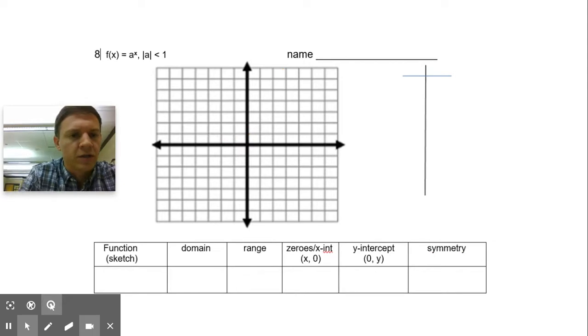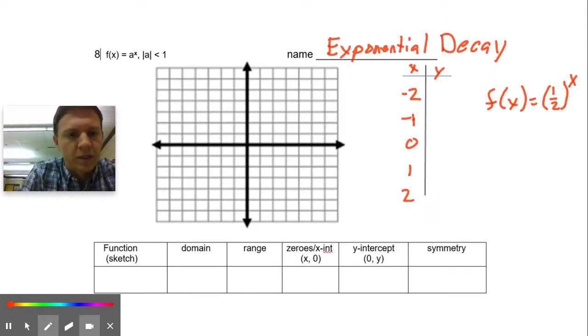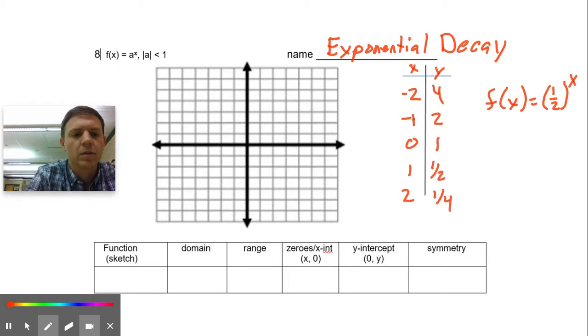All right, 8 looks very similar to 7. f of x equals a to the x, where a is less than 1. This is going to be exponential decay. And this should really be written as a has to be between 0 and 1 to be more accurate with exponential decay. I'm going to use f of x equals 1/2 to the x to show that, and put in our usual x values to get out the following y's.